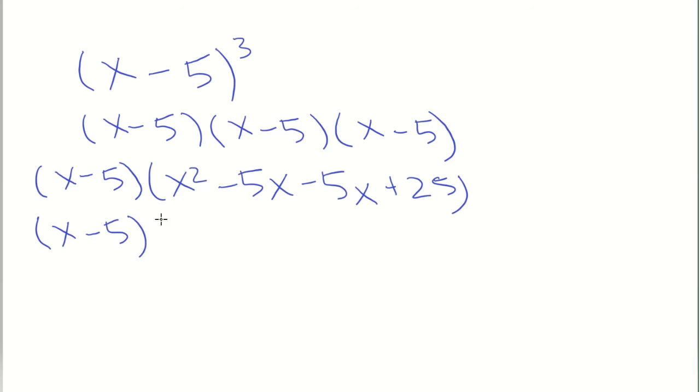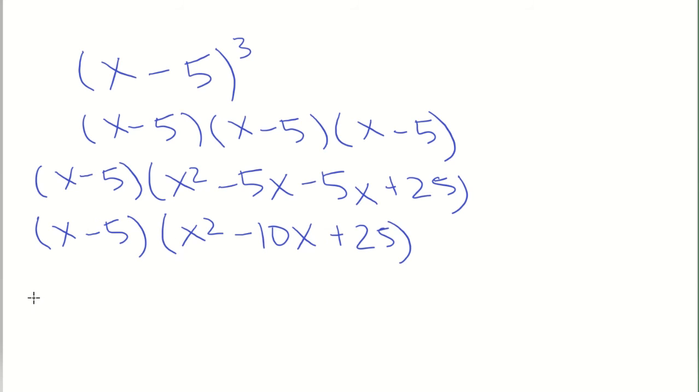So x minus 5. So x squared is by itself. You've got a minus 5x and a minus 5x, so those can go together. That's a minus 10x. And then you've got a plus 25 by itself. And then you just finish it up. So this is the second step.